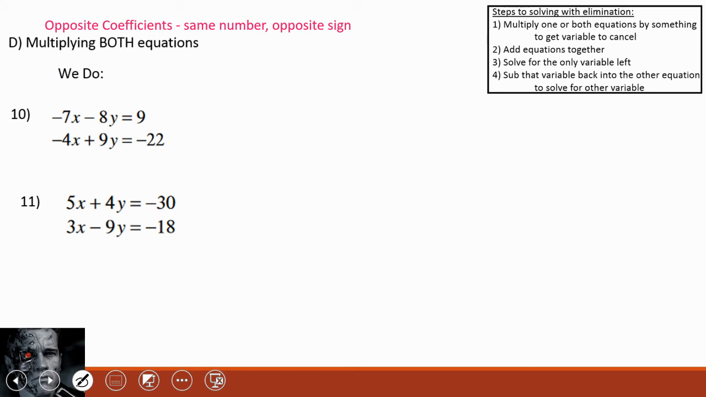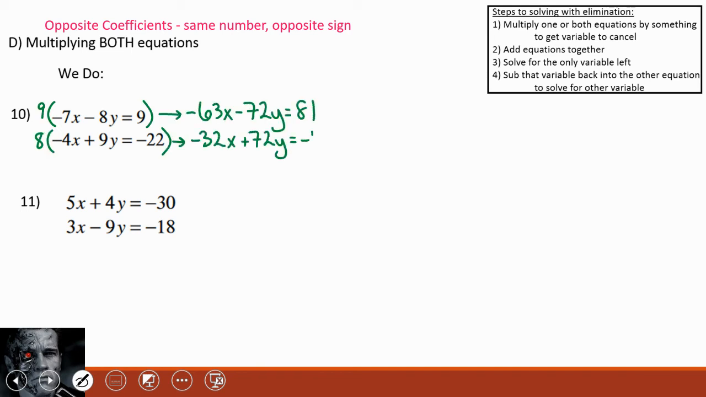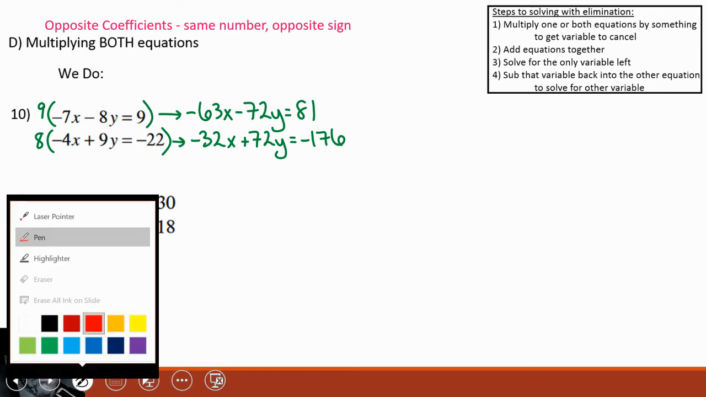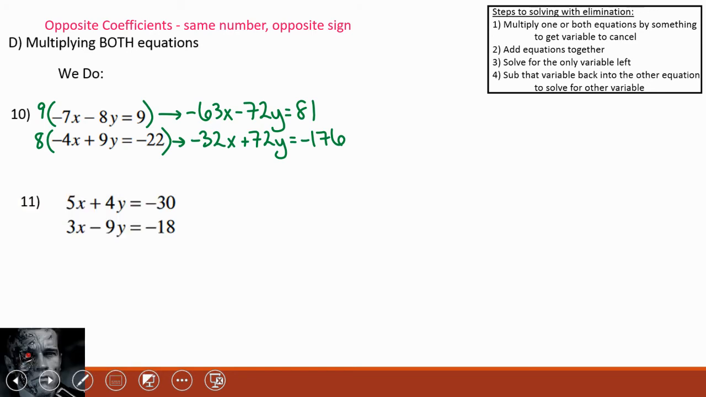Okay, so these are a little different. These are the most difficult ones because the one number doesn't go into the other. So what I have to do is multiply both equations by something. And the easiest way to do that is to multiply the top equation by the bottom equation's coefficient. I want to get rid of the 72. I know 9 times 8, 8 times 9.